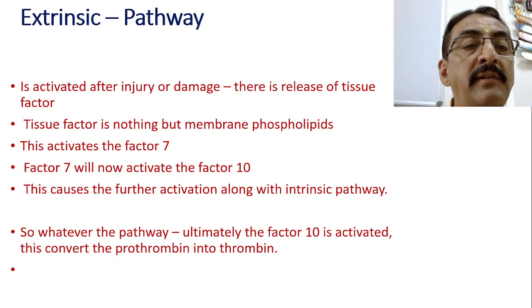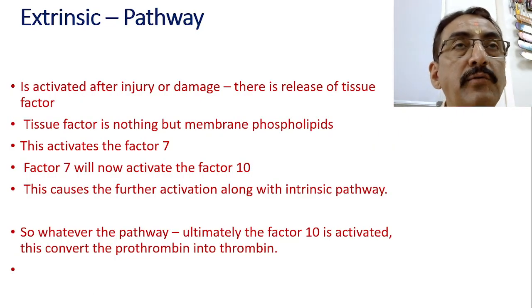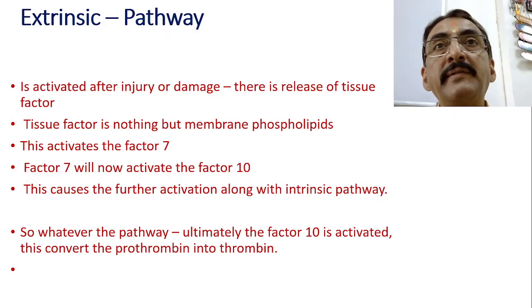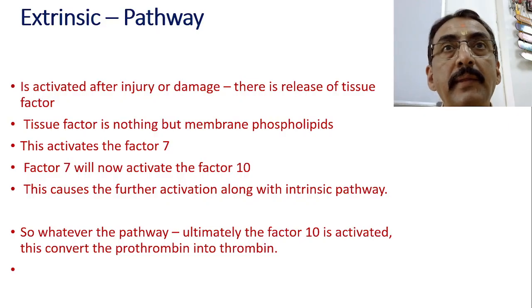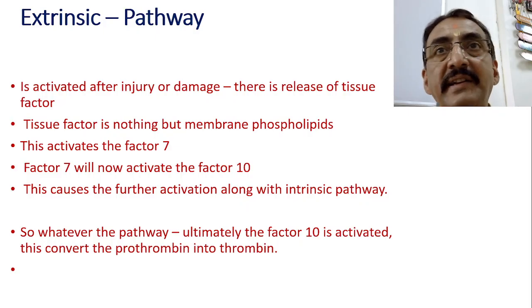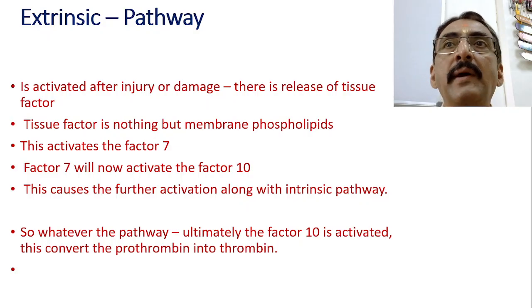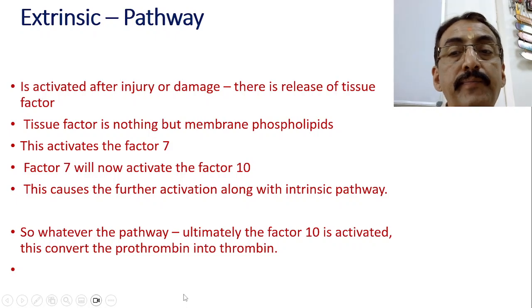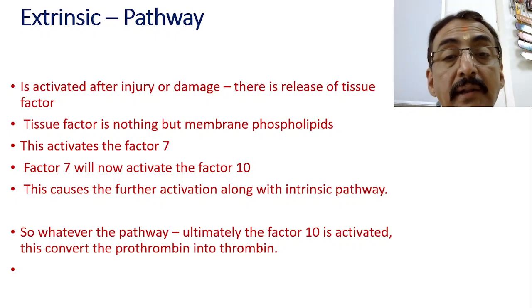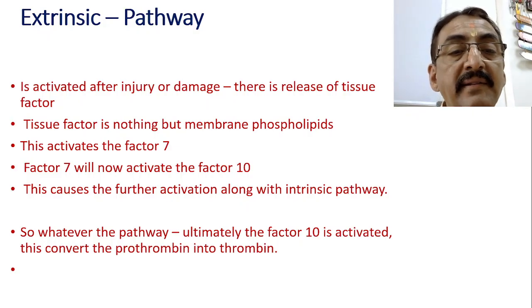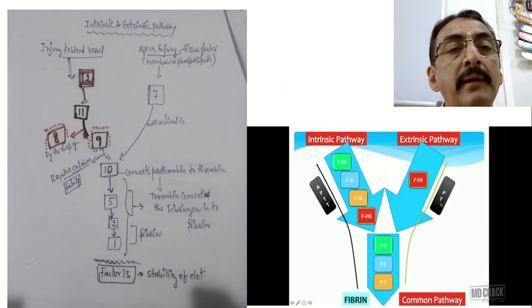This causes further activation along with the intrinsic pathway. Once factor number 10 is activated, it merges with the intrinsic pathway. Both merge, and this is a common pathway for both intrinsic and extrinsic pathways. Once prothrombin is converted to thrombin, thrombin converts fibrinogen into fibrin, and fibrin meshes are formed. Whatever the pathway, ultimately factor number 10 is activated. That is very important, and it converts the prothrombin into thrombin.